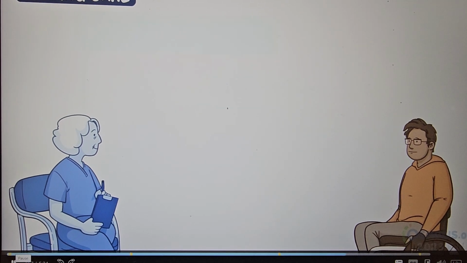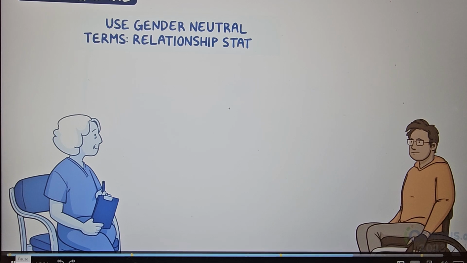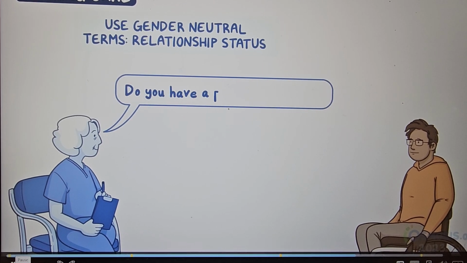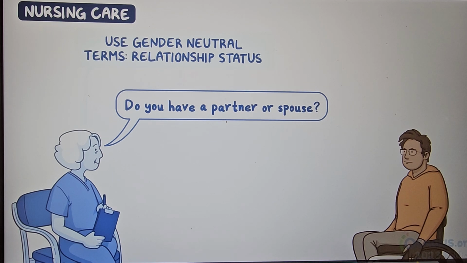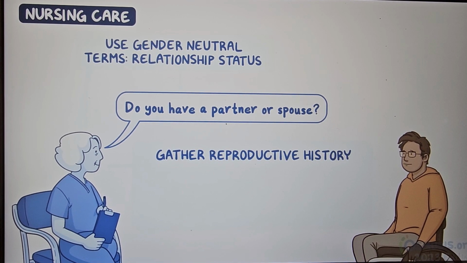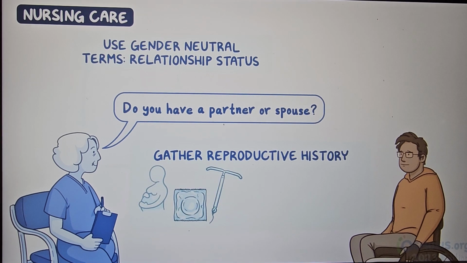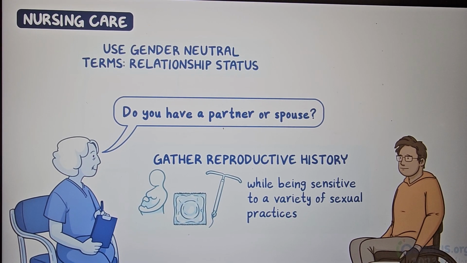While gathering social history, use gender-neutral terms when asking about your patient's relationship status, such as, "Do you have a partner or spouse?" instead of assuming their partner is the opposite sex or gender. Then, gather reproductive history, as you would for all patients, asking about pregnancies and family planning, while being sensitive to a variety of sexual practices.